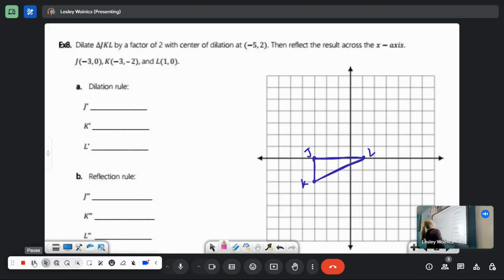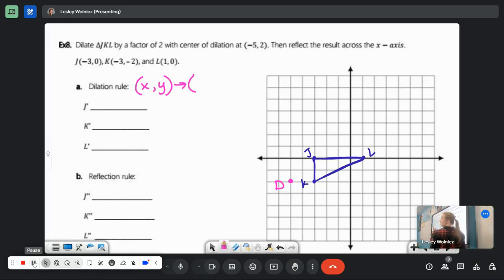Can we call that D? Okay, so it doesn't say that I have to do a function rule for the dilation, so I'm interpreting this as what is the coordinate rule. So the x and the y are being transformed. What's happening to them?